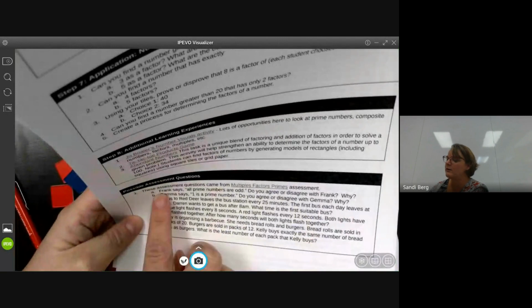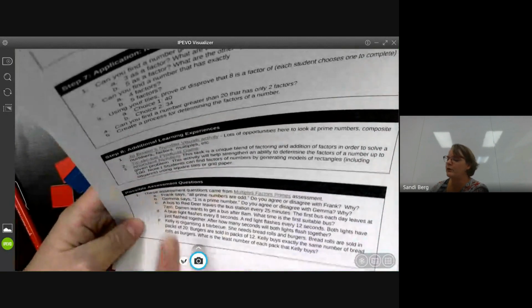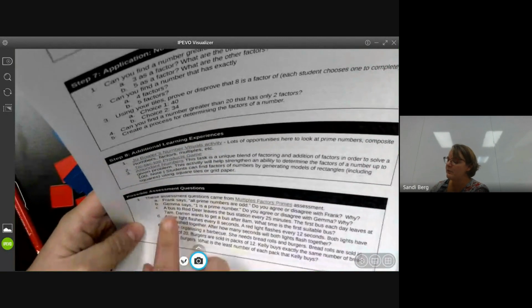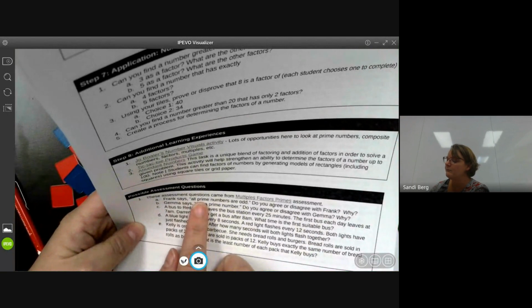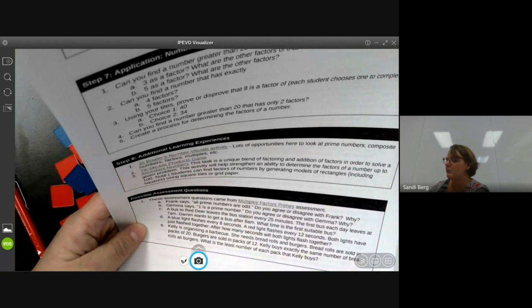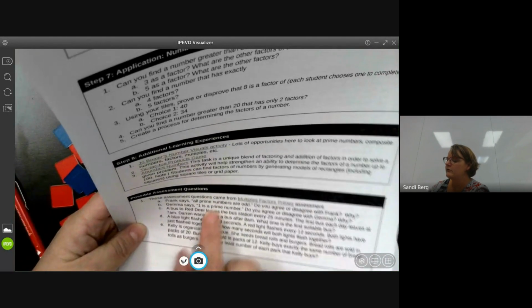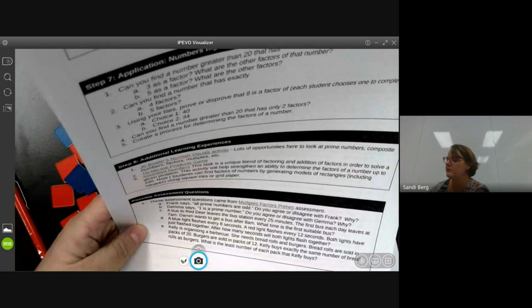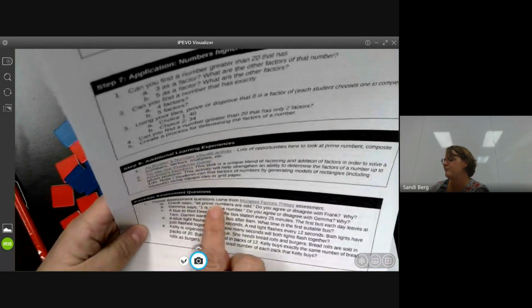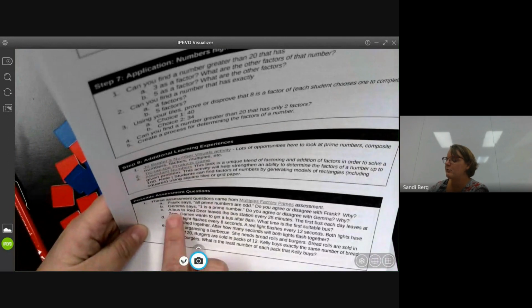And then I added some possible assessment questions at the bottom. So things that you could put onto an assessment. So the first one is talking about, do you agree with all prime numbers are odd, or disagree, why? Gemma says 1 is a prime number. Do you agree or disagree? So those should be fairly simple if you've been exploring that lots.